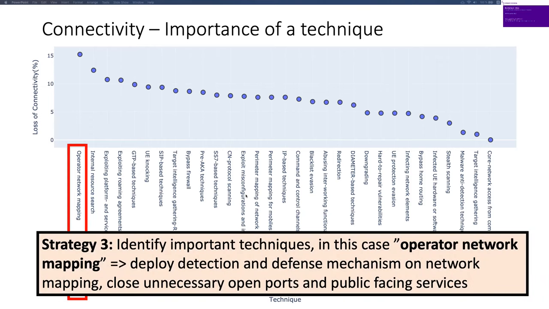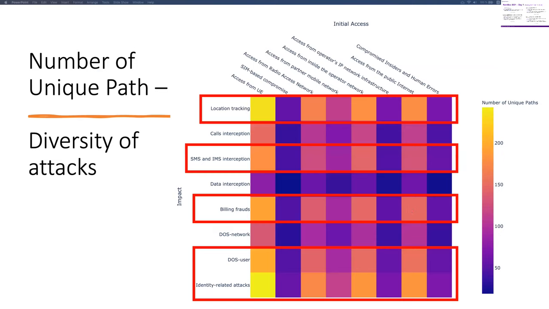And the third strategy would be to identify important techniques with this graph. And for example, in this case, the operator network mapping would be the most important one, so deploying some detection or defense mechanisms to prevent the network mapping, or closing other unnecessary ports or public facing services, would be suggested. And the last result is the diversity of attacks.